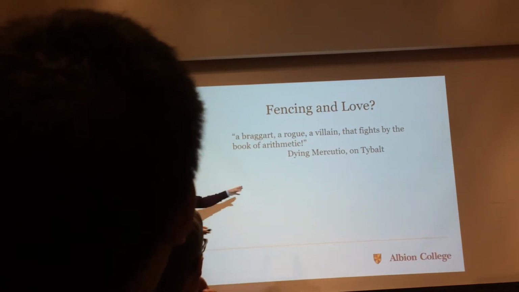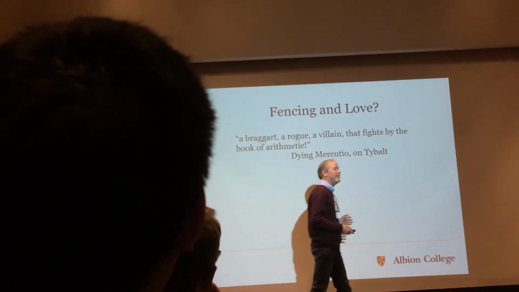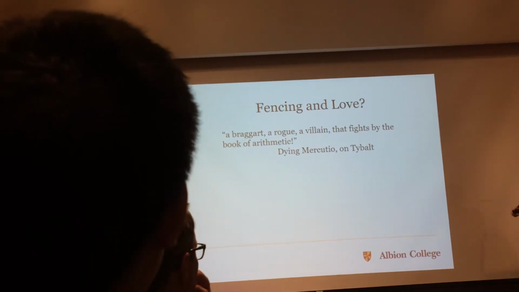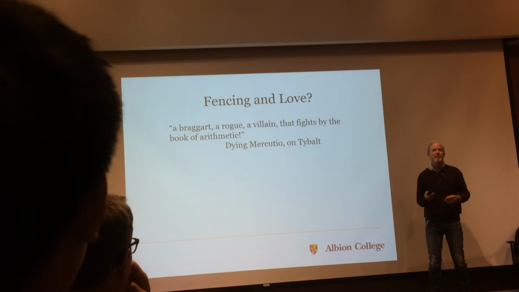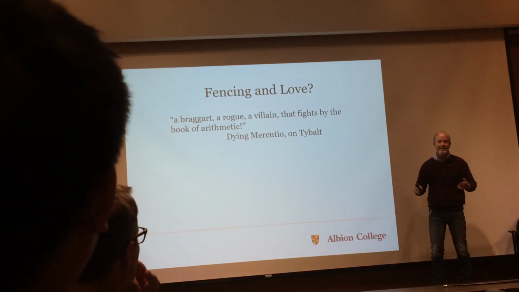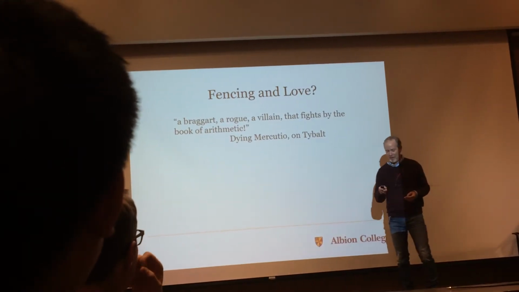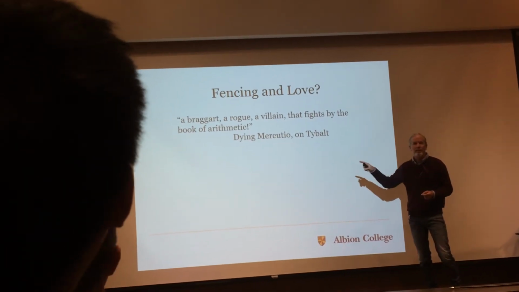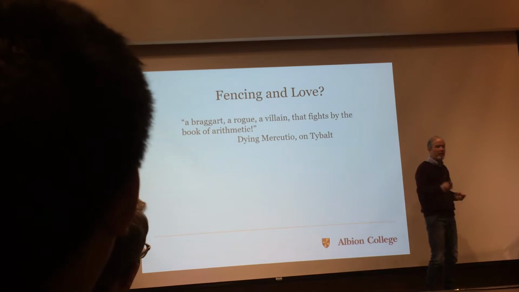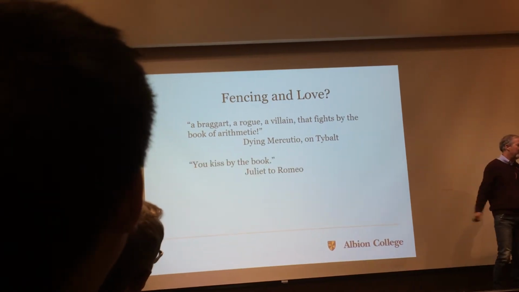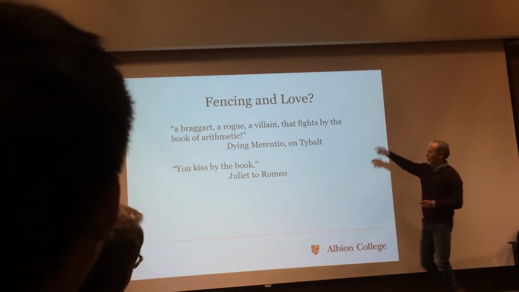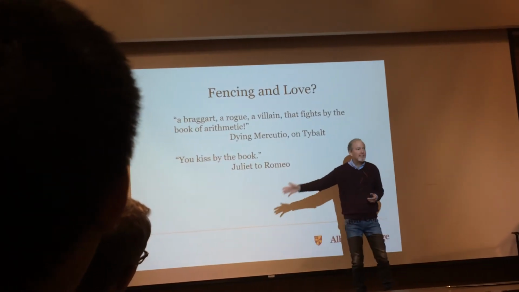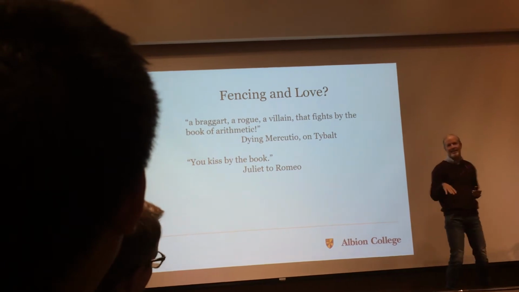Here's Mercutio dying now. He's talking about tempo. Again, he's criticizing the guy. "A braggart, a rogue, a villain that fights by the book of arithmetic," which has sent scholars crazy trying to find what book he is referring to. There isn't really one. It's kind of a waste of ink. But people have done that. But fights by the book, right? Well, it turns out that line, by the book, occurs in a love context. This is actually earlier in the play, so I'm interposing these here. Juliet, after their first kiss, says, "You kiss by the book," which has been taken as an insult, right?